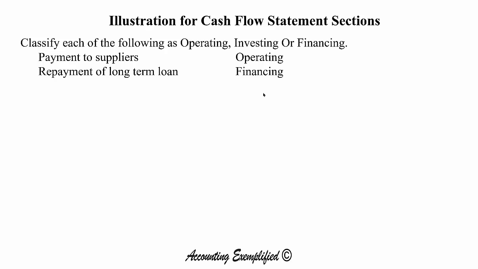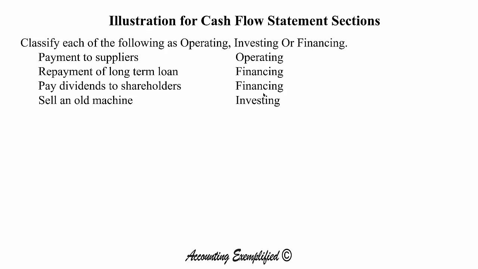Now, this is an illustration for classifying each activity as operating, investing, and financing. We are going to go through this illustration in this slide. Payment to suppliers. This is a normal operation, so it belongs to operating section. Repayment of long-term loan would be a financing section. Paying dividends to shareholders will also go into financing. Selling an old machine, this would be investing because the company is selling a long-term asset.